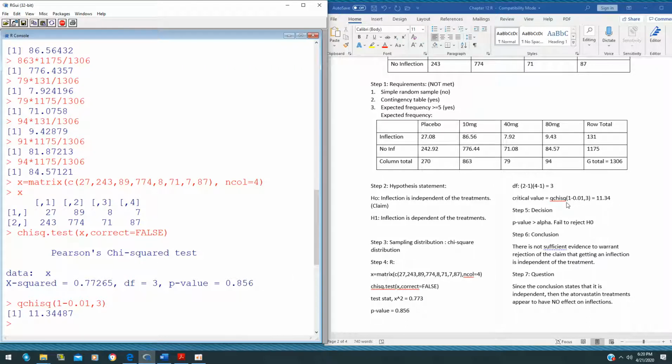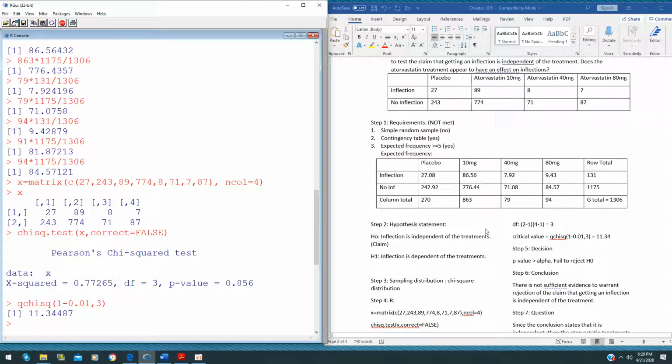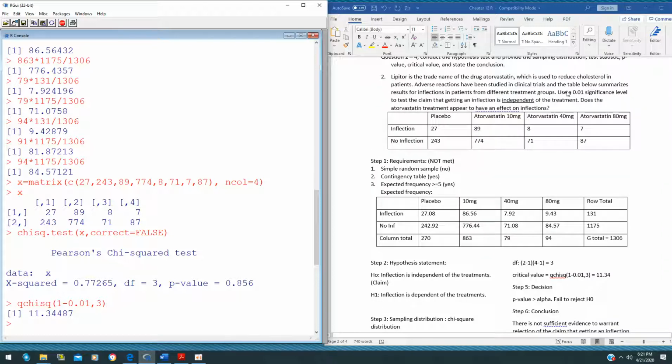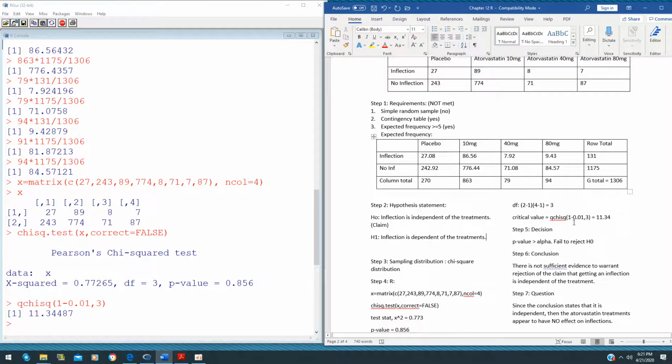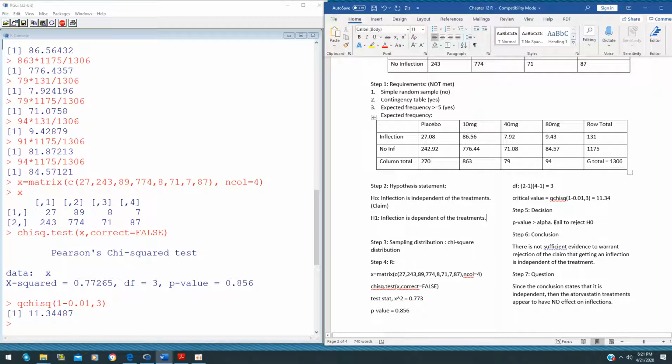And now we look at your p-value, which is really big, 0.856, and the alpha in this case is 1%, 0.01, given to us over here. So the p-value is greater than alpha. You fail to reject the null hypothesis. So there is not sufficient evidence to warrant rejection. This is usually how we state it when you fail to reject: not sufficient to warrant rejection of a claim, and the claim really states that the infections are independent in this case.